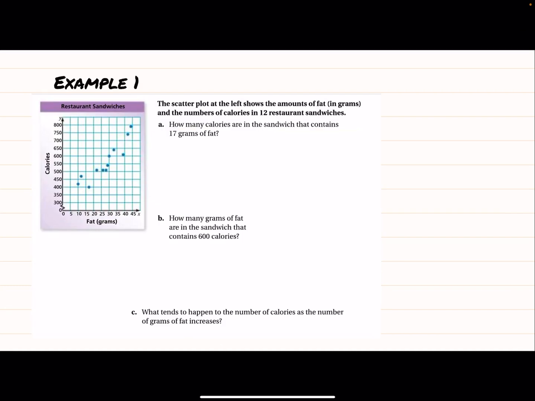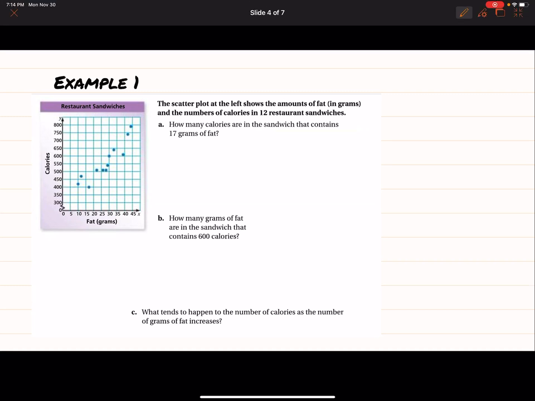Okay, example 1. The scatter plot at the left shows the amounts of fat in grams and the numbers of calories in 12 restaurant sandwiches. You can look at the scatter plot. Title is restaurant sandwiches. Your x variable is fat in grams, and your y variable is the calories. Part A says, how many calories are in the sandwich that contains 17 grams of fat? Now we can come over to the scatter plot, and we're given 17 grams of fat. We do not know how many calories there are.